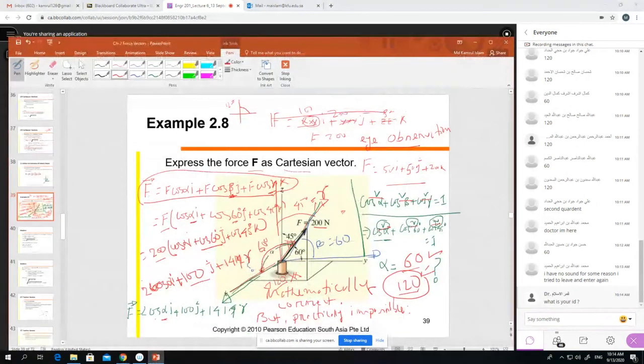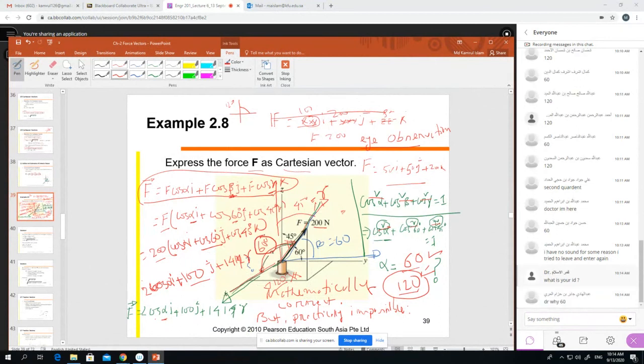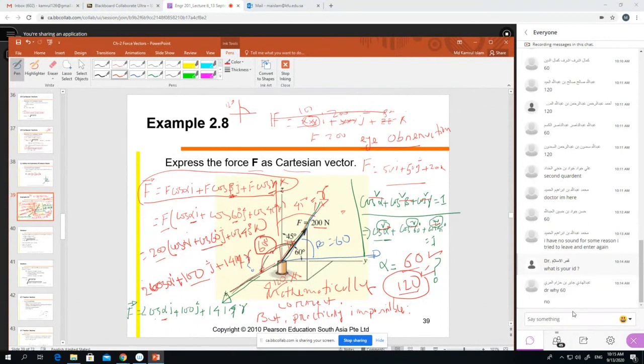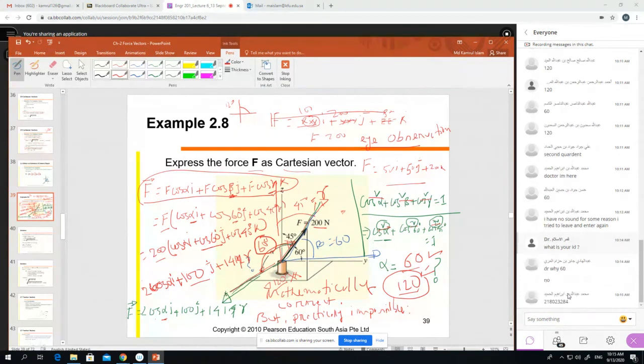Okay, clear? Everyone clear why it is 60? Everyone clear? Tell me. Oh, someone asking why 60? I just explain now why 60. Because if it is 120, then the force will go outside of the axis. Outside of the axis. I draw it again.